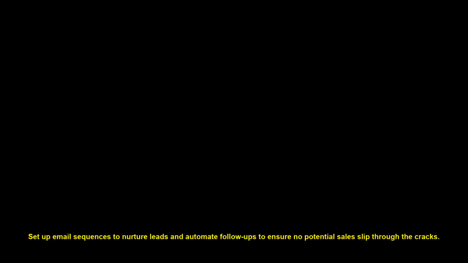Now, develop a sales pipeline that reflects your sales process. Go to the pipeline section and create stages that align with your sales journey, from lead qualification to closing deals. Implement automation where possible. Set up email sequences to nurture leads and automate follow-ups to ensure no potential sales slip through the cracks. Utilize HubSpot's reporting tools to analyze your sales performance.